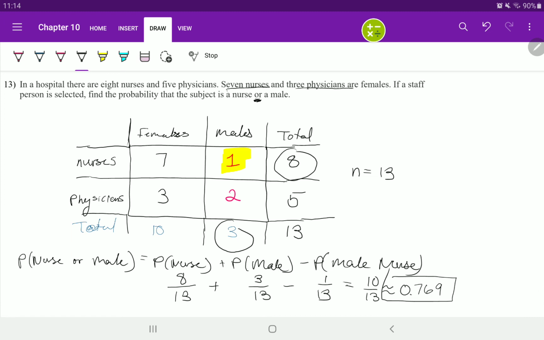All right, guys. Hope you understood how I organized my information. When I was able to organize it, I was able to see my data, my information, clearer, and determine that these events are not mutually exclusive. Then I was able to answer the question from there. And that is it to the addition rule.